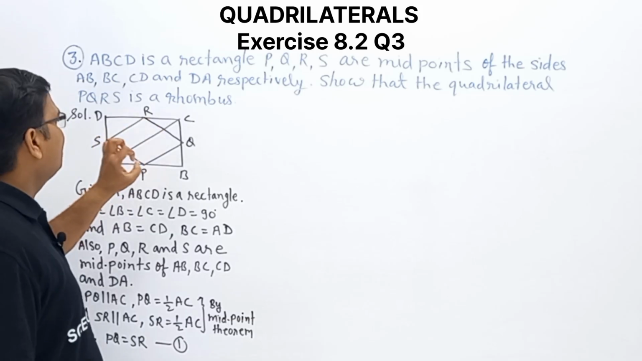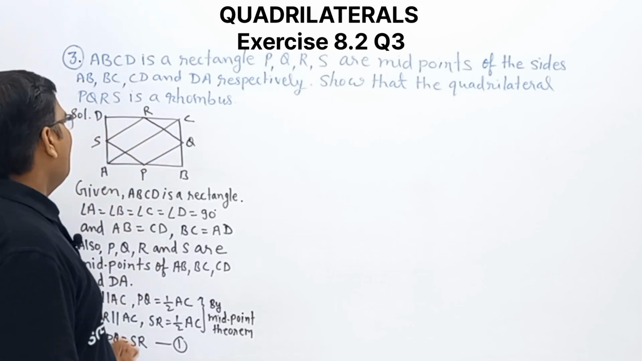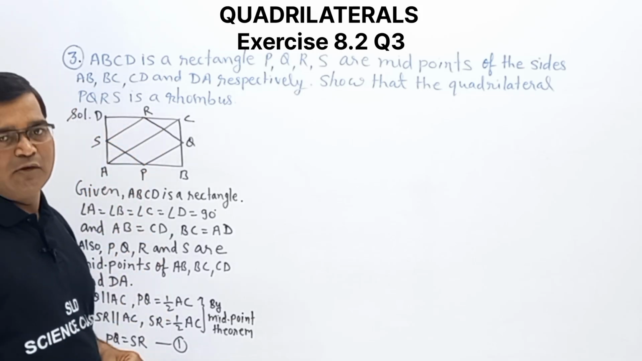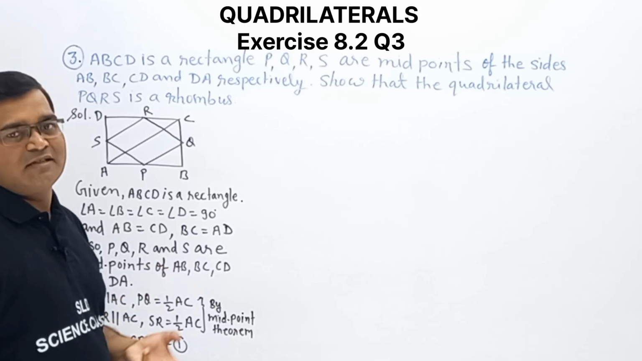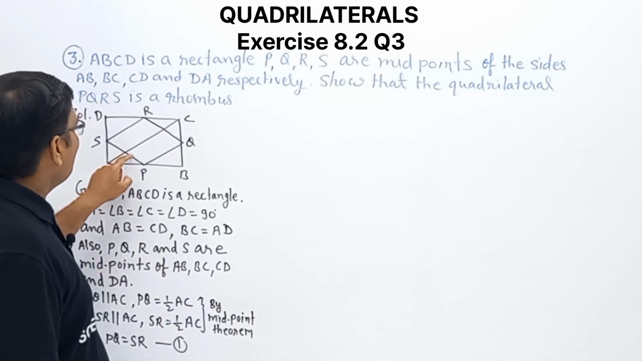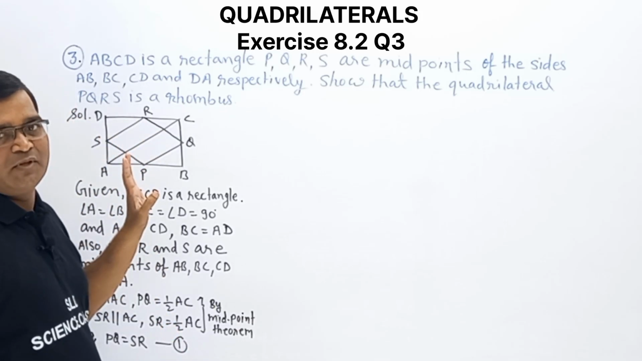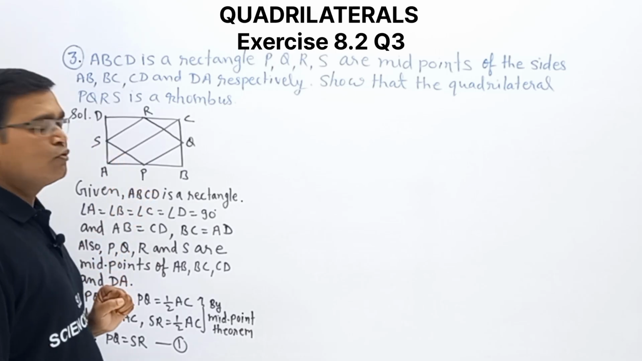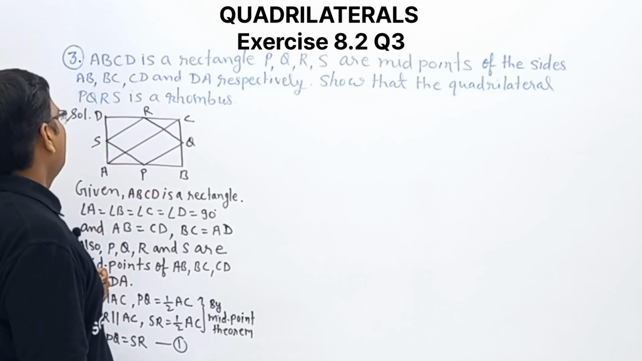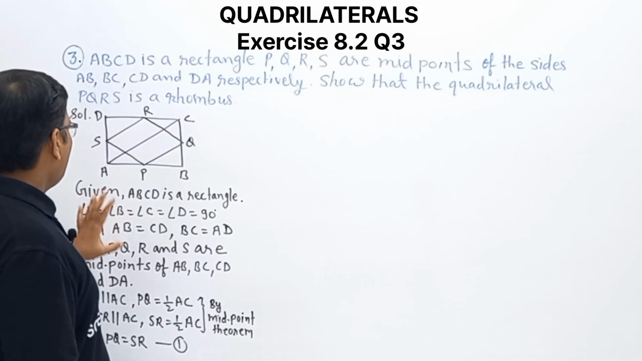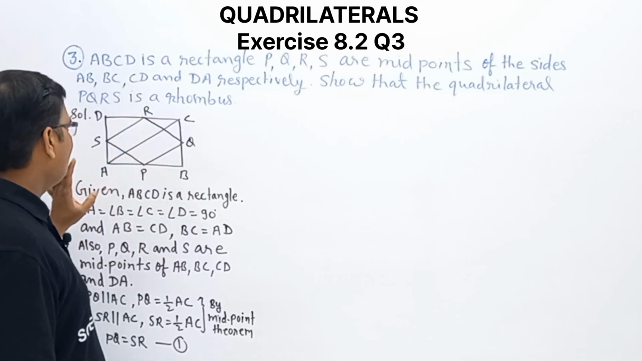We want to show that this one is a rhombus. And a rhombus is what? A parallelogram having all sides equal. So we want to show all these sides are equal. This thing we want to show. Clear? So, given that ABCD is a rectangle, this thing we have.